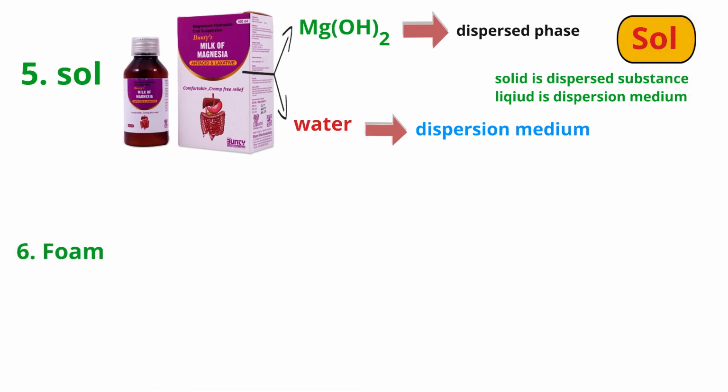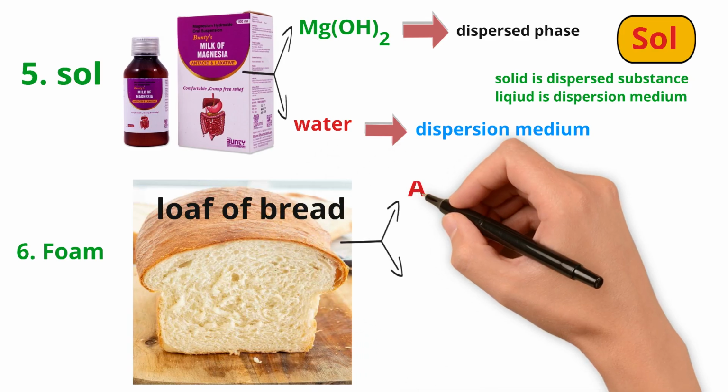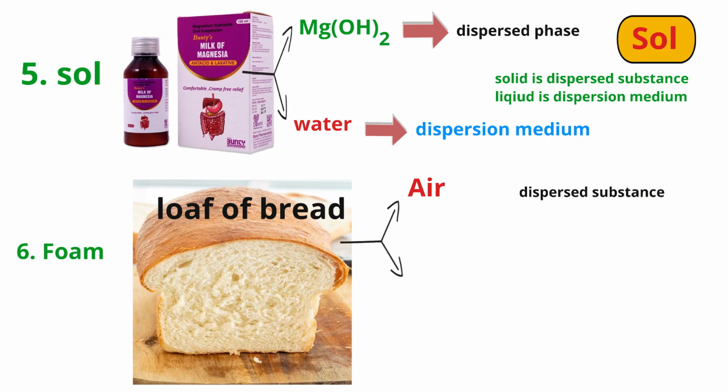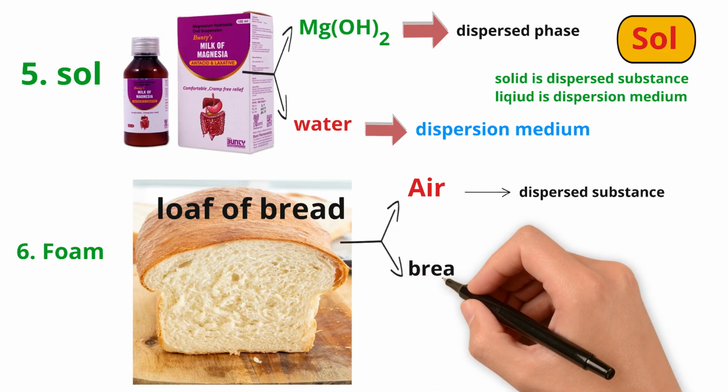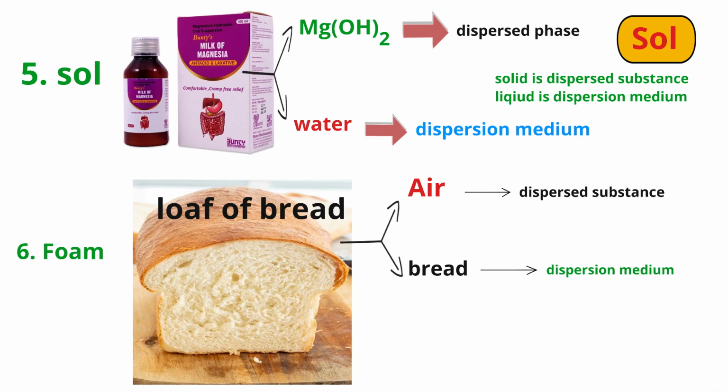Sixth, foam. Bread. In bread, air is the dispersed substance, and bread is the dispersion medium. When air is dispersed throughout the solid, we get bread. Bread is an example of foam. Gas is the dispersed phase, solid is the dispersion medium, and the type of colloid they form is called foam.